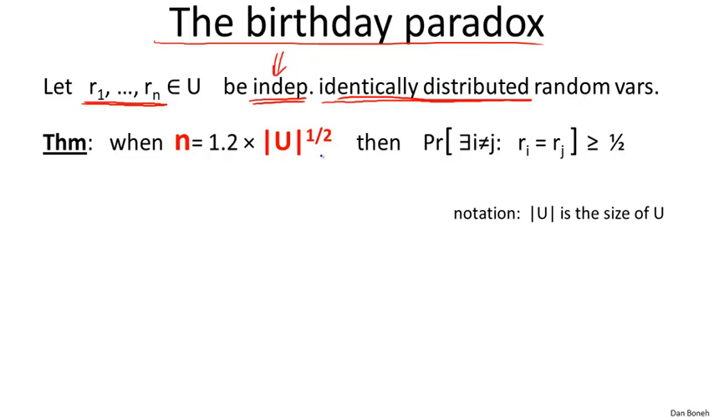So the theorem says that if you choose roughly the square root of the size of U elements, we're kind of ignoring this 1.2 here, it doesn't really matter, but if you choose the square root of the size of U elements, then basically there's a good chance that there are two elements that are the same. In other words, if you sample about the square root of U times, then it's likely that two of your samples will be equal to one another. And by the way, I should point out that this inverted E just means exists. So there exist indices i and j such that Ri is equal to Rj.